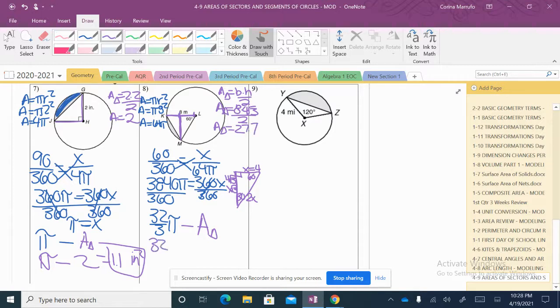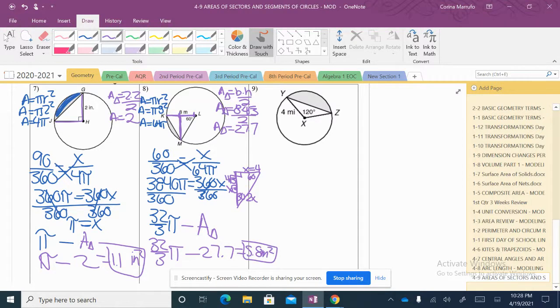So we're going to have to get 32 over 3 times pi and subtract the 27.7. And that gives me 5.79. So since we're rounding, that's going to give me 5.8. Our units are meters squared.